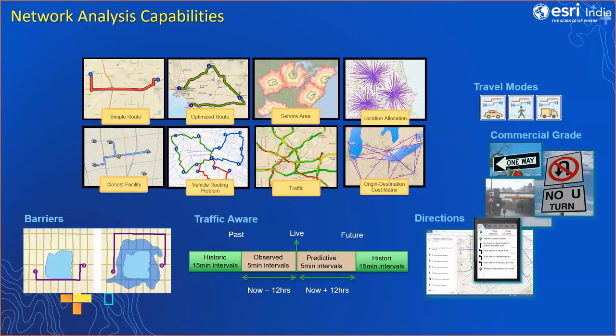So, the Network Analyst extension has capabilities like simple routing, where you can find the shortest route from point 1 to 2. It helps you find an optimized route. For example, I have 4 stops. How can I traverse through all these stops efficiently? If I have, let us say, 5 hospitals, how many houses is my hospital serving? Or how many villages am I able to serve with my hospital? All these types of capabilities are available with Network Analyst.